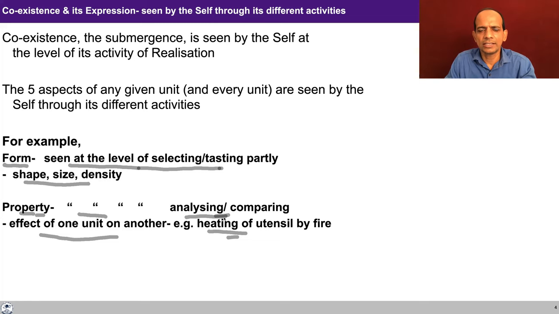What I look at the level of testing is the change in form. Okay. So when the utensil gets heated, I get a different kind of sensation. If I touch it, I get a different kind of sensation. If I see it through eyes, I get a different kind of sensation, isn't it? So that is something which I observe, the form part, at the level of selecting and testing. But to be able to decide that if you heat up a utensil, it gets heated up.